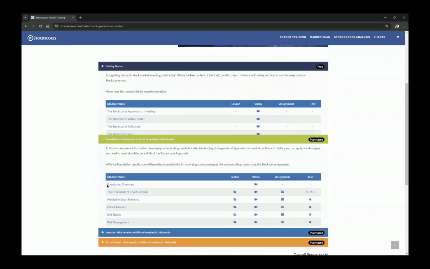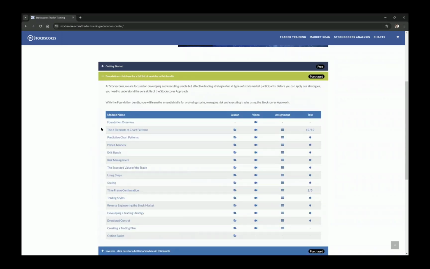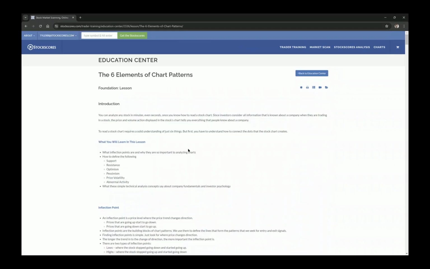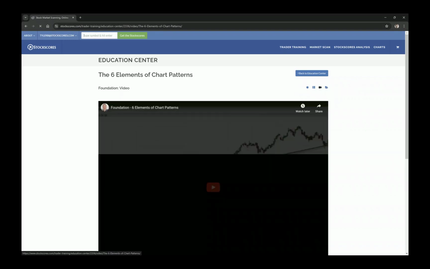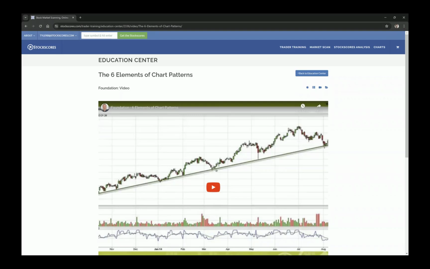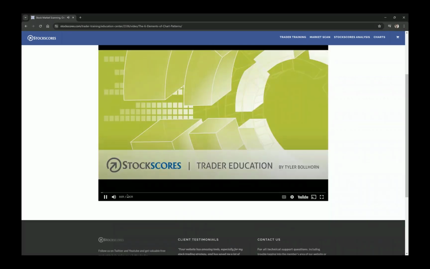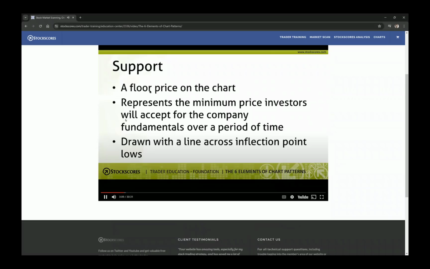Now the core foundation, I guess, the theory of what we do is in the foundation section. So this is where you would start. So if you want to learn how to read chart patterns, the 6 elements of chart patterns, I can click on this little folder and it opens up the lesson. So it says what you're going to learn in that lesson. If you want to watch a video of me teaching that, you click on the little video icon and hit play. And now you've got a 30-minute video where I'm explaining different concepts.